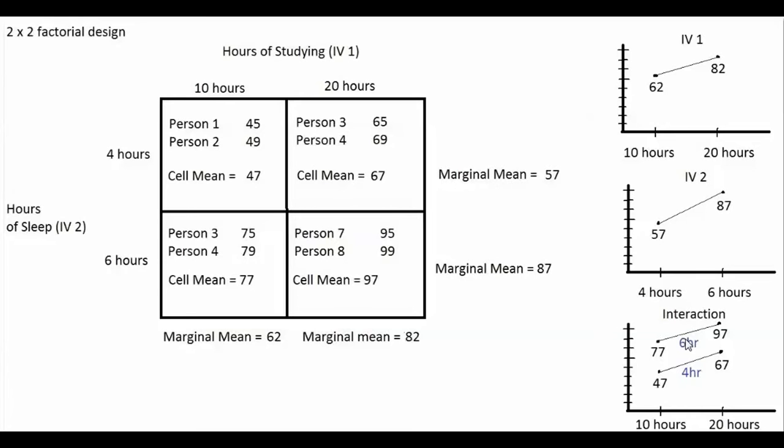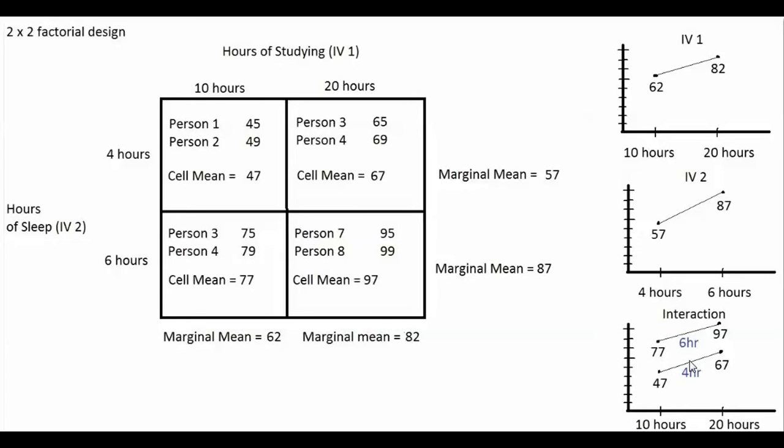So that's why this graph does show the main effect of IV1. Now I'll explain why this graph is showing the main effect of IV2. We know that the mean exam score of all 4 people who slept 6 hours is 87. That marginal mean of 87 is at the center of this line right here, halfway between 77 and 97. The mean exam score of all 4 people who slept 4 hours is 57. That marginal mean is at the center of this line, halfway between 47 and 67.